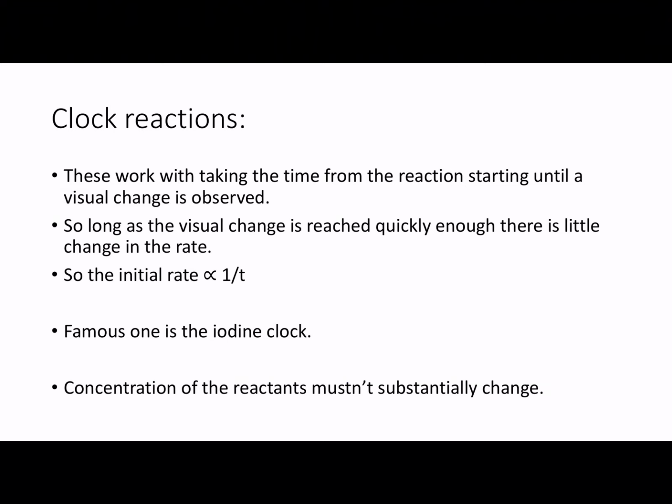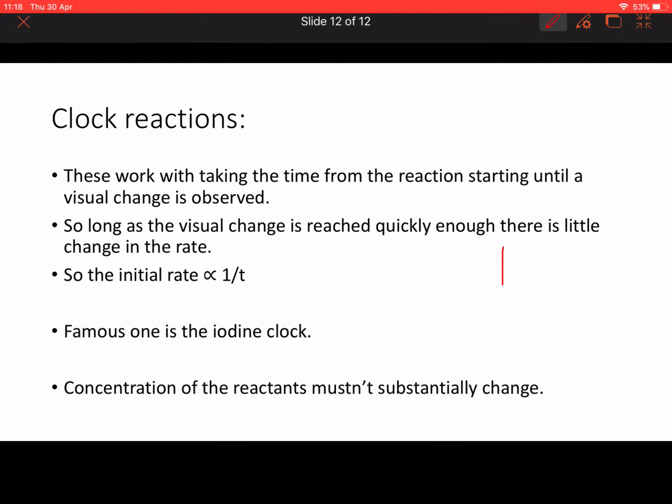An alternative to that is to do a thing called a clock reaction. If you remember back to GCSE, we had an experiment where we had a conical flask on top of a cross, and you put sodium thiosulfate and hydrochloric acid in, and you timed how long it took for that cross to disappear. That is a clock reaction. What we're doing is we're setting it up so that we've got a visual change that we can see, and all we're needing to do is to take the time for that visual change to happen. So long as we've set this up properly, the initial rate is proportional to 1 over time. That's what this little symbol means here.